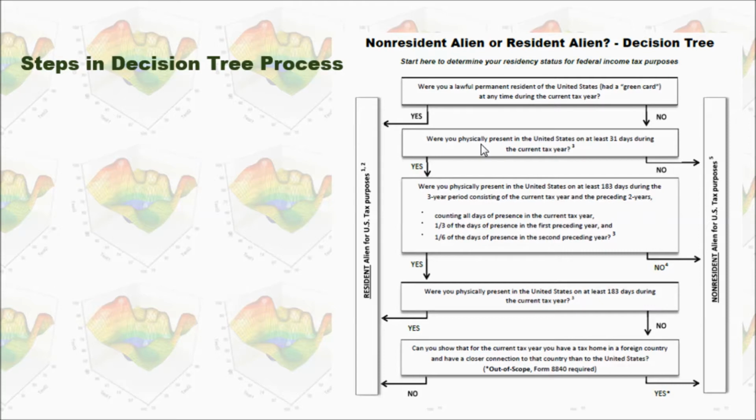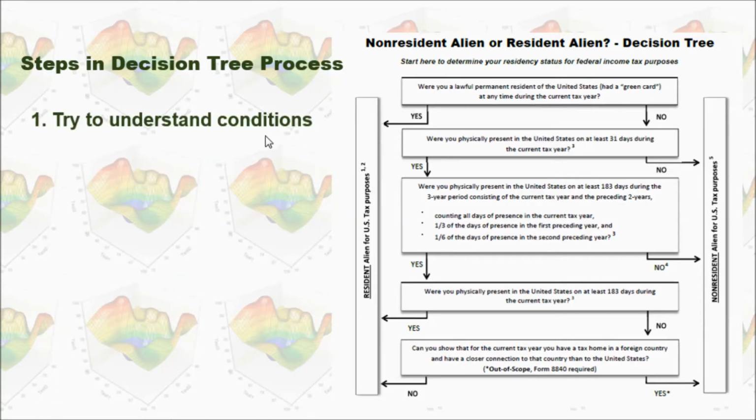Were you physically present in the United States on at least 31 days during the current tax year? If your answer is no, then you are non-resident alien. If you answer yes, then we'll go to the next question, so on and so forth. Now you can see in this process we have several steps.